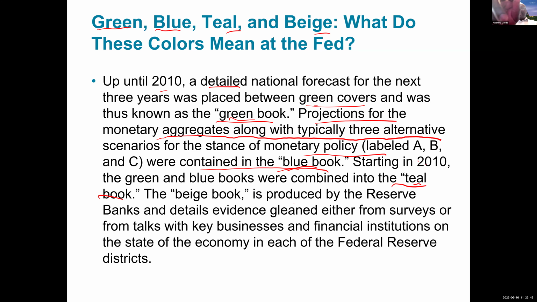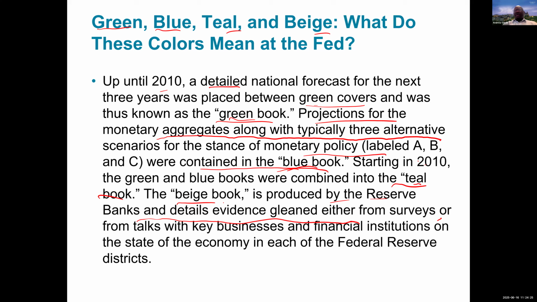And then the beige book is produced by the reserve banks and details evidence gleaned either from surveys or from talks with key businesses. So like say the Dallas Fed, the economists at the Dallas Fed are basically doing a lot of surveys on economic issues, collecting a lot of economic data, and then they're publishing those regional economic data, or how the economy is performing at the regional levels in their districts. All that information is going to be placed in a book which is called the beige book. So that's what the colors of those books represent, what is in that book.